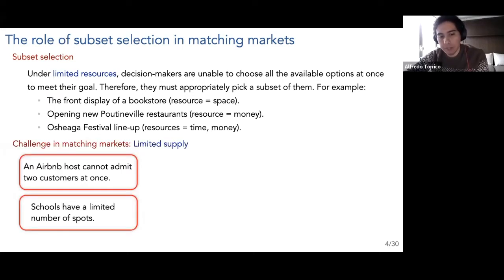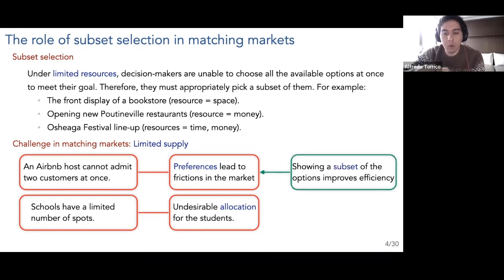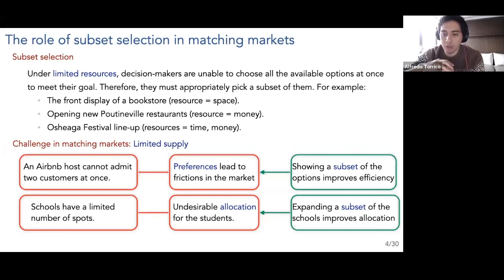In the case of matching markets, the limited resource is supply. For example, an Airbnb host cannot admit two customers at once, or schools have a limited number of spots. So in the first case, preferences may lead to frictions in the market because some accommodations are more popular than others, so many customers may choose the popular option. And in the second case, a limited number of spots in school can lead to undesirable allocations for the students. We're going to see that showing a subset of options in the first case may improve the efficiency of this kind of market. And for the second case, we're going to see that expanding the capacity of a subset of schools actually improves the final allocation of the students.